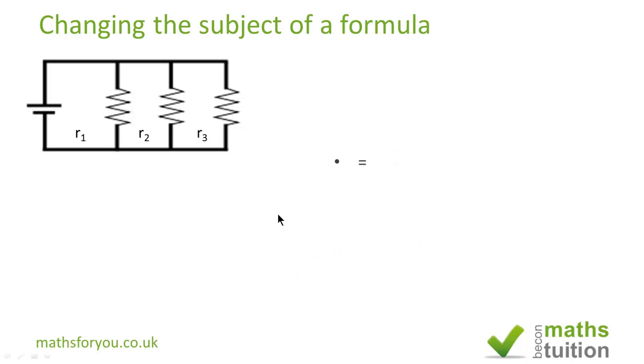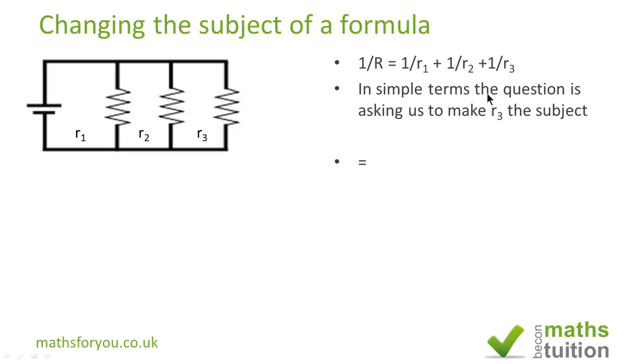Right. The formula given to us is 1 over R is equal to 1 over R1 plus 1 over R2 plus 1 over R3. What they want us to do is to find R3, and that means making R3 the subject of the formula.